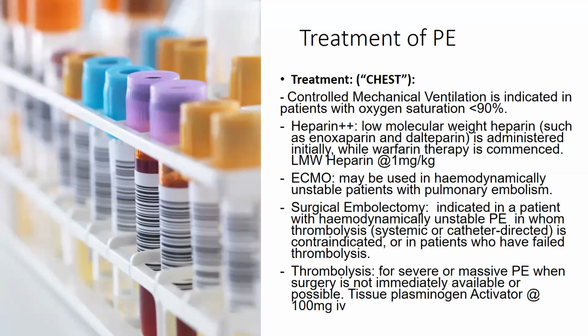Surgical embolectomy is indicated in patients with hemodynamically unstable PE in whom thrombolysis is contraindicated, or for patients who have failed thrombolysis. All right, thrombolysis for severe or massive PE when surgery is not immediately available. And you want to use your tissue plasminogen activator at 100 milligram IV.